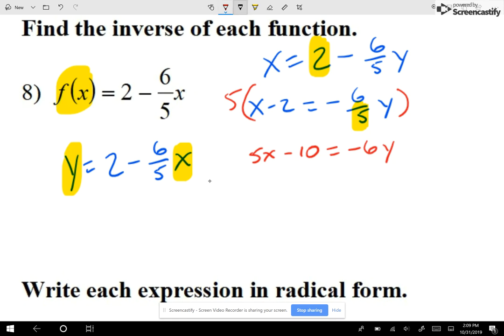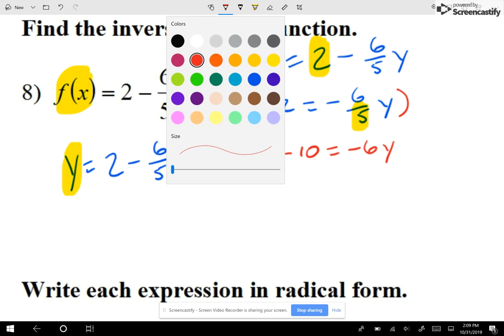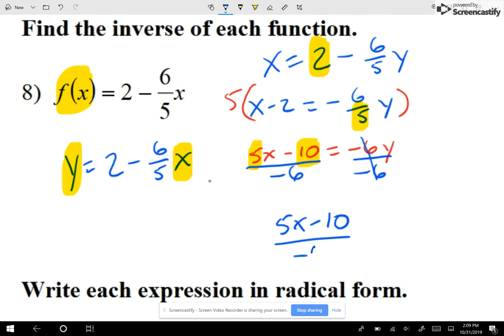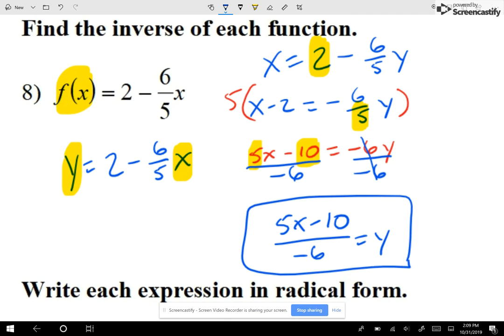Now, to get the y by itself, let me divide everything by negative 6. So I know that's going to cancel out. My numbers, if I can divide these numbers by negative 6, obviously do divide them by negative 6. If we cannot divide them by negative 6, I'm just going to write it as a fraction. So I have that 5x minus 10 over negative 6 is equal to y, and that's going to be our inverse.